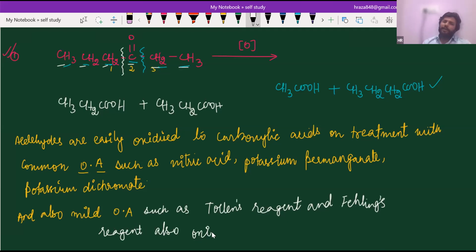Also oxidize aldehydes. So please do write it. Basically, to oxidize an aldehyde is very easy as compared to a ketone, because to oxidize ketones we need elevated temperature as well as a strong oxidizing agent. That's why it's not easy. In ketone, basically, we need to break the bond. That's why we need a more drastic condition as compared to aldehyde. Please do let me know when you are done with this.